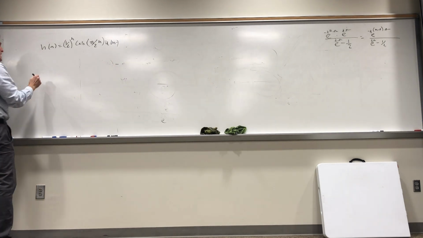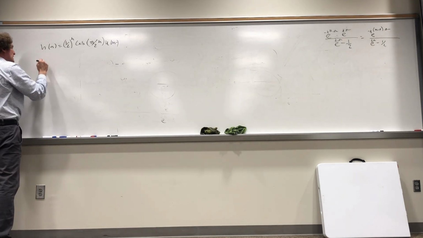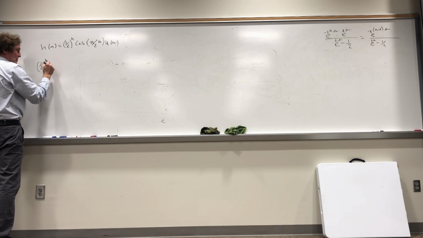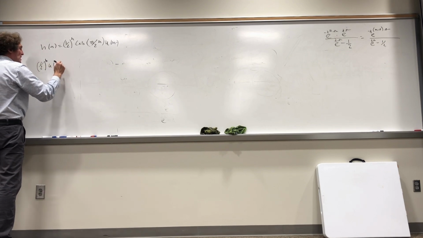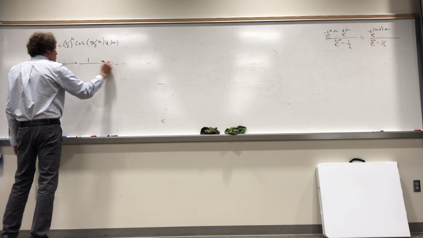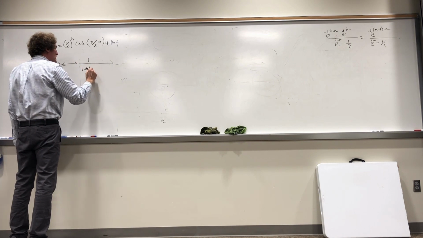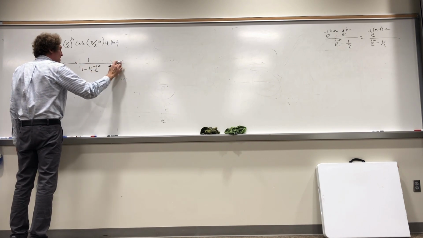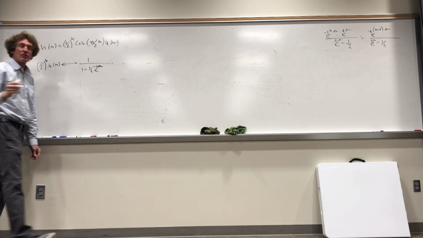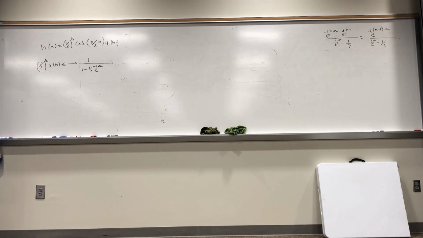I know that if I have 1/2 to the n times u of n, that's going to go to 1 over 1 minus 1/2 e to the minus j omega. Does everybody agree with that? I don't want to move too quickly, but make sure you see this. You good with me? All right, I'm going to leave it that way. I'm not going to do it the other way.